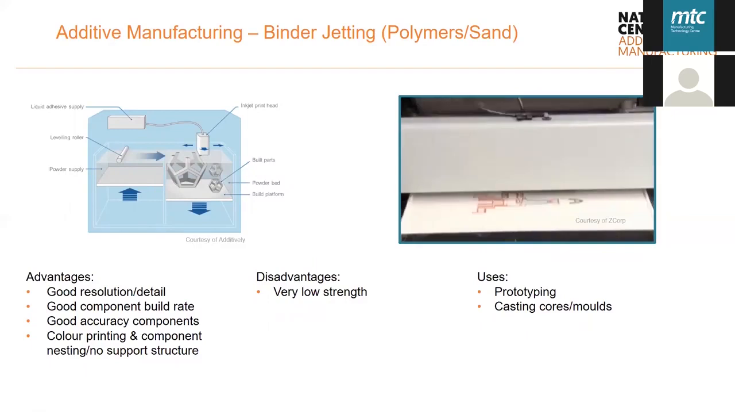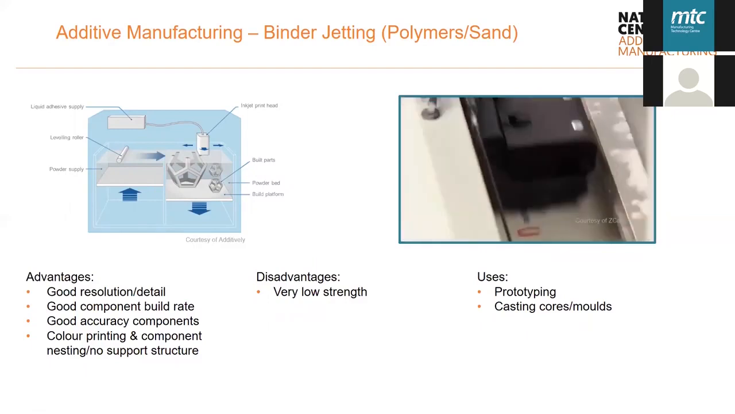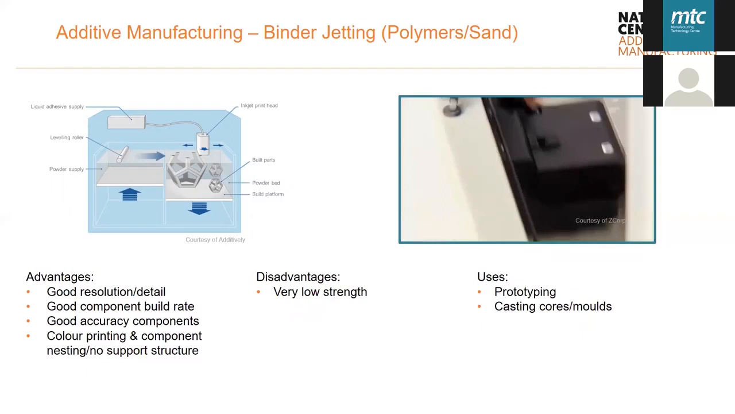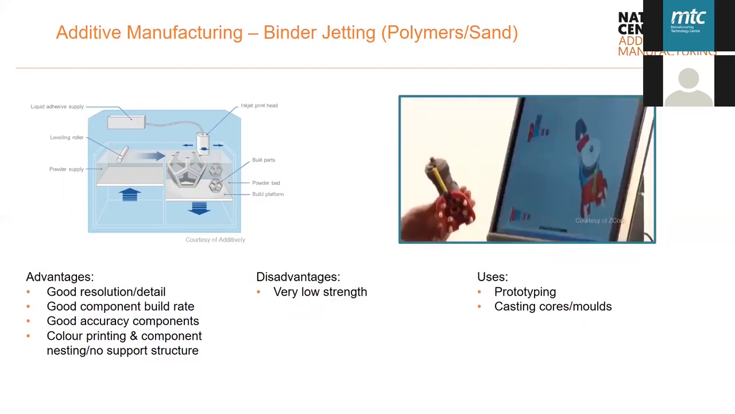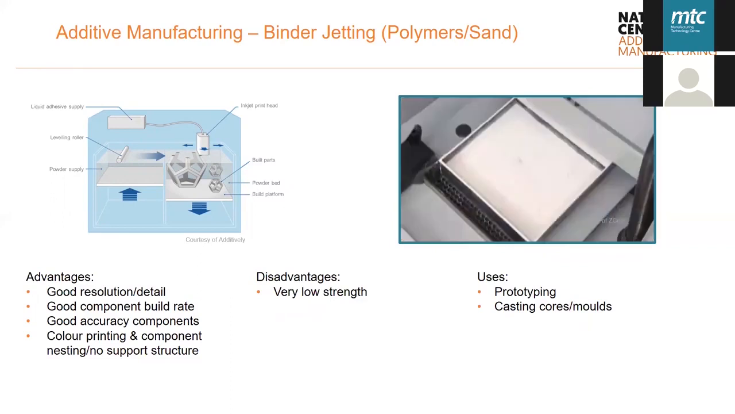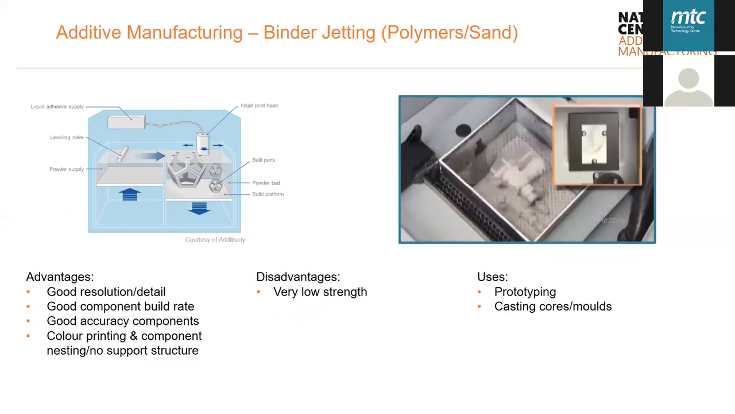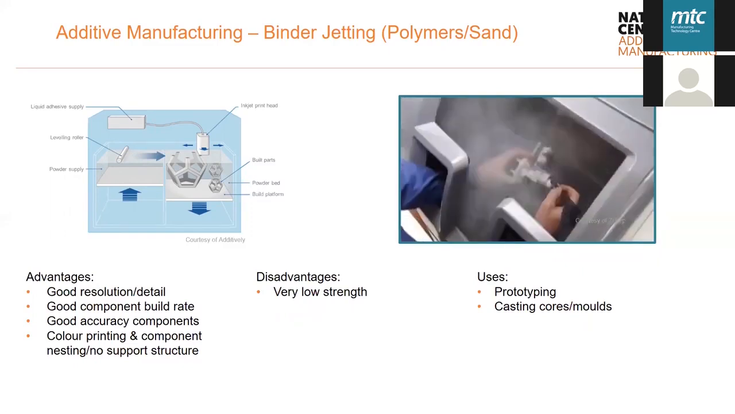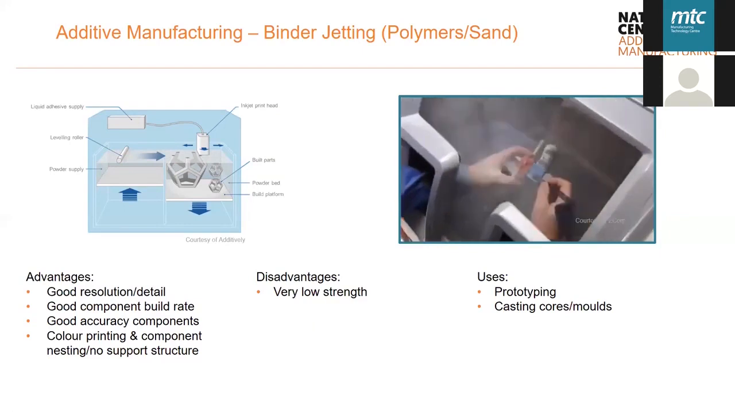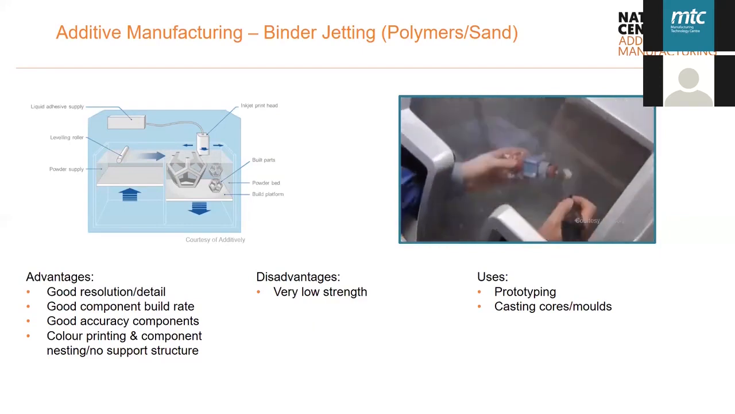And then as you're depositing your binder, your build plate moves down, and then a new layer of powder is spread across the top, and then you redeposit the binder strategically as you build up the part. It offers good resolution and detail, also good component build rate. So you can nest many components into there without the need for support structures, which improves the amount of components that you can situate within the build box.